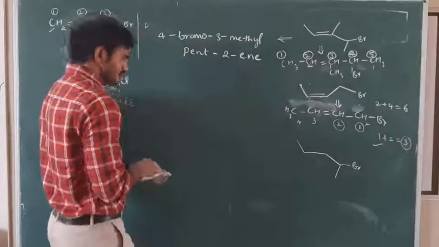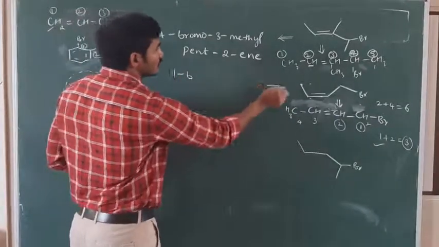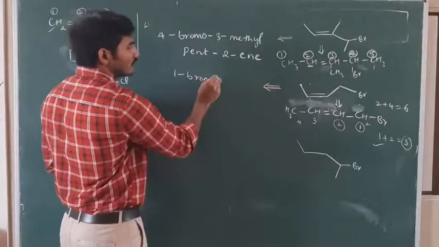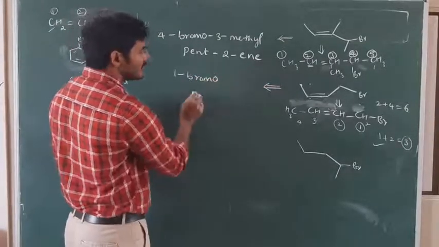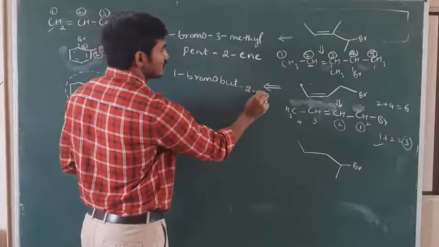What is the name for this? Tell me. 1-bromo. Total how many carbons are there? 4, but. Where can we see the double bond? 2E. So the name is 1-bromobut-2-ene, 2E.